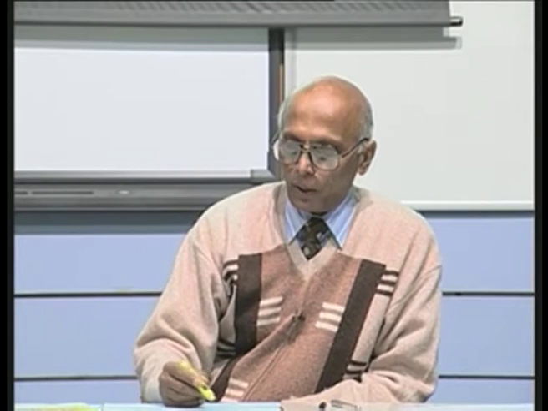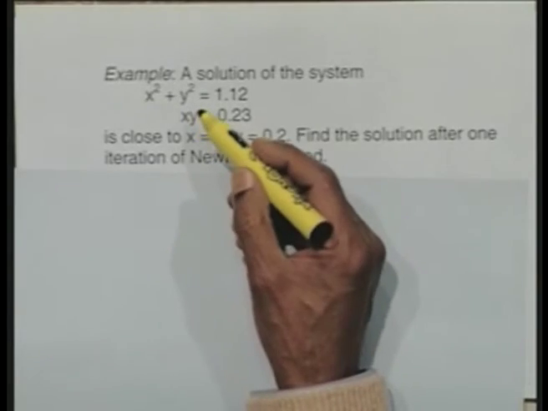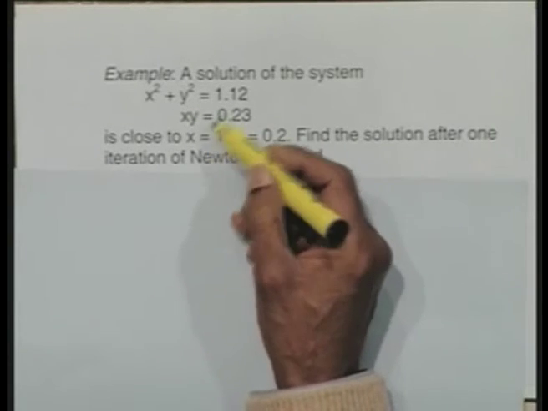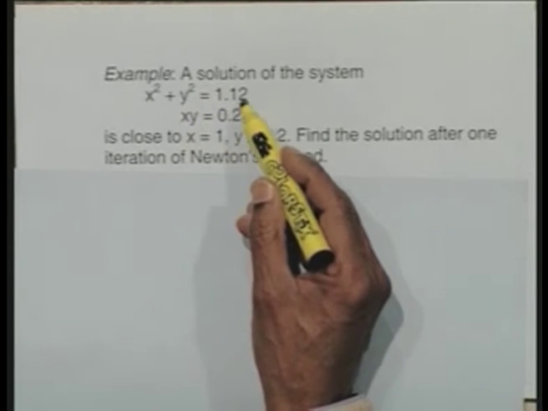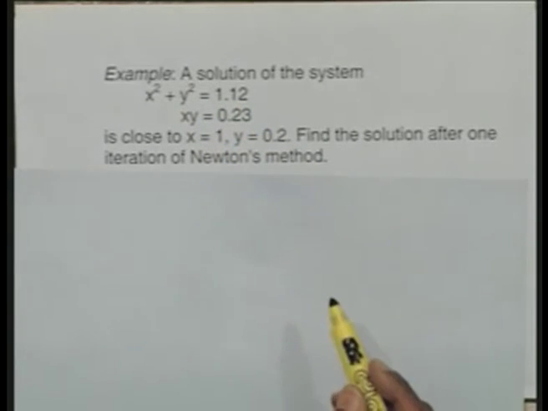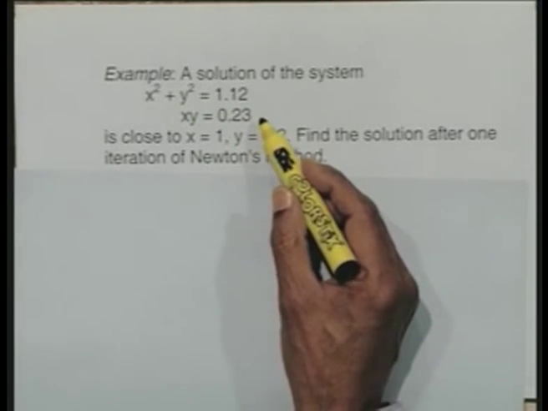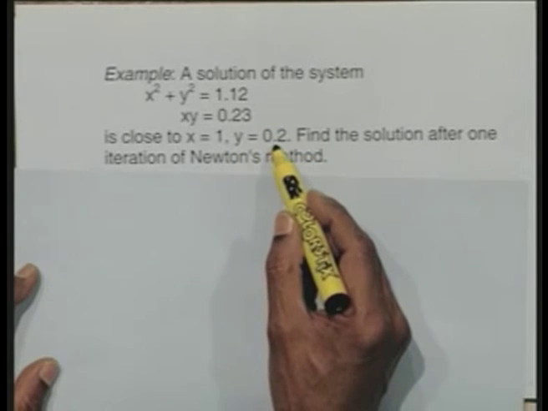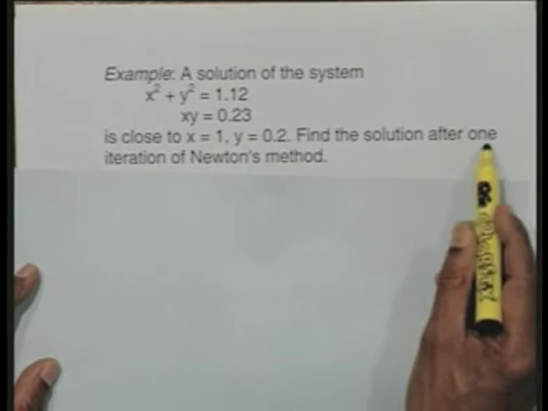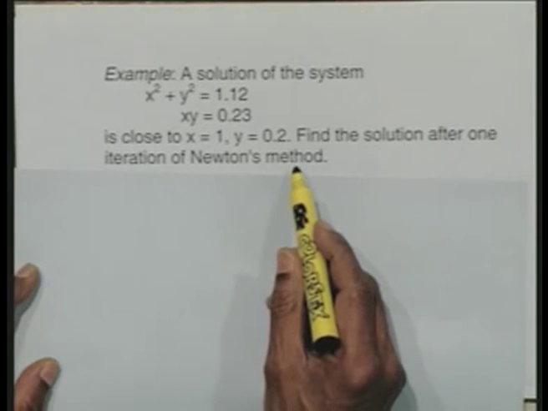The problem given is that x square plus y square is 1.12. I have taken a simple example in which you would be able to eliminate a variable, but we will not eliminate it. Just to illustrate, a simple example: x square plus y square is 1.12, xy is 0.23. The solution of this problem is close to 1 and 0.2. So that means we are given an initial approximation to the problem. Find the solution after one iteration of Newton's method.